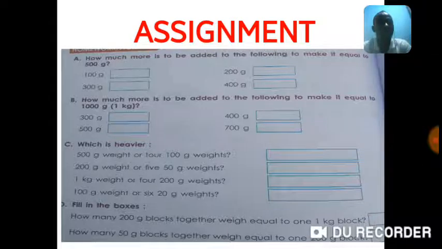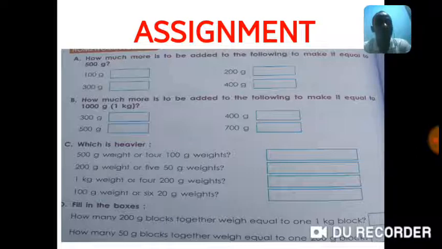B. How much more is to be added to the following to make it equal to 1000 grams, which is 1 kilogram? Don't forget, we said 1 kilogram is equal to 1000 grams. And so we have 300 grams. How much more do we add to 300 grams to get 1000 grams? How much more do we add to 500 grams to get 1000 grams? The same as how much more do we add to 400 grams to get 1000 grams, and 700 grams.